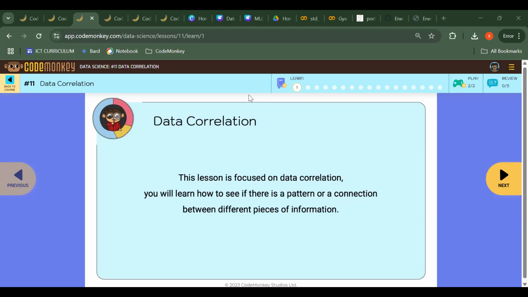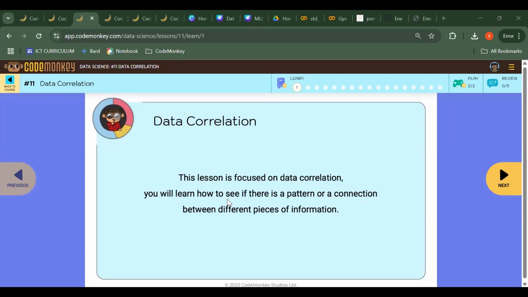Anyways, let's start data correlation. What is data correlation? What comes to your mind? Correlation, we learned it maybe from mathematics. Anyways, data correlation is how to see if there is a pattern or a connection between different pieces of information, and how strong it is.